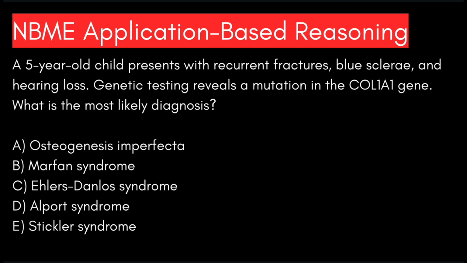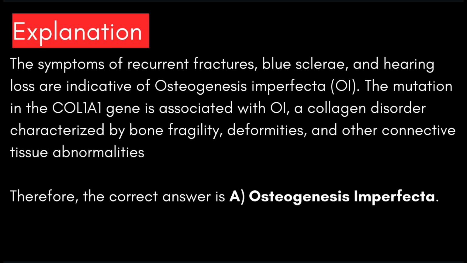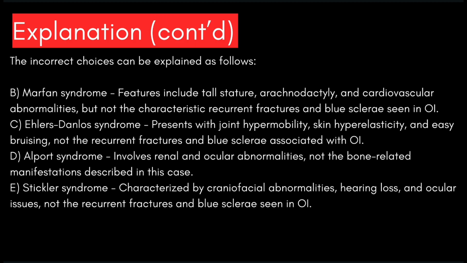Otherwise, moving on. The symptoms of recurrent fractures, blue sclera, and hearing loss are indicative of osteogenesis imperfecta, OI. The mutation in the COL1A1 gene is associated with osteogenesis imperfecta, a collagen disorder characterized by bone fragility, deformities, and other connective tissue abnormalities. Therefore, the correct answer for this question is osteogenesis imperfecta. Let's go down and break down why the other answer choices are incorrect.